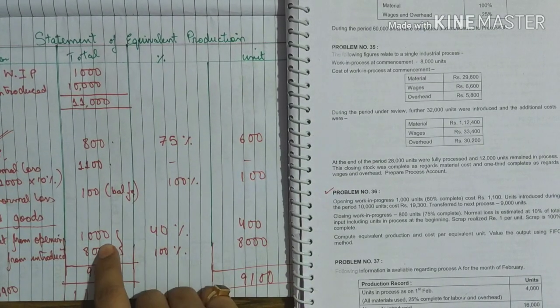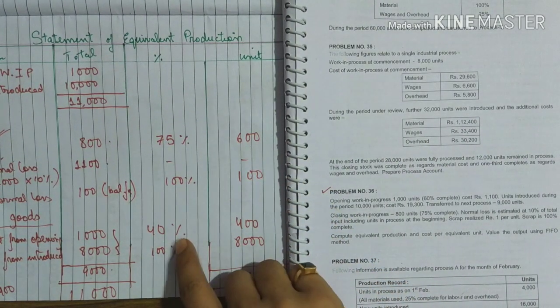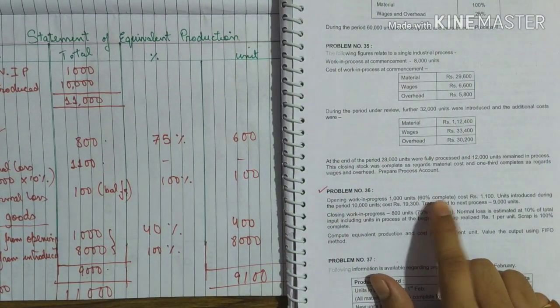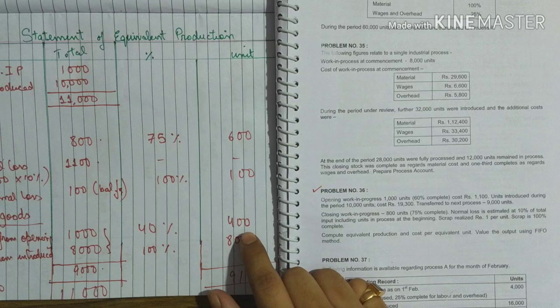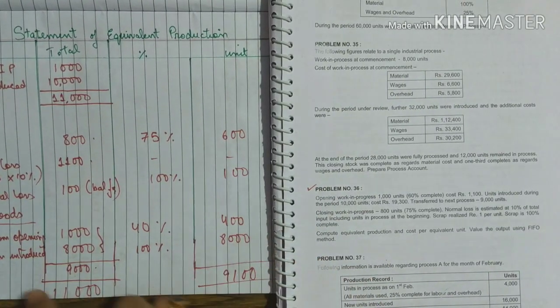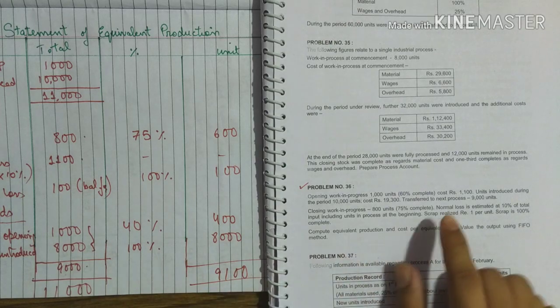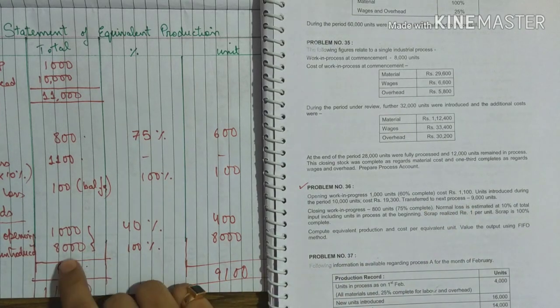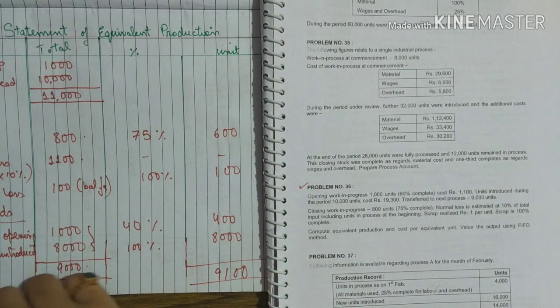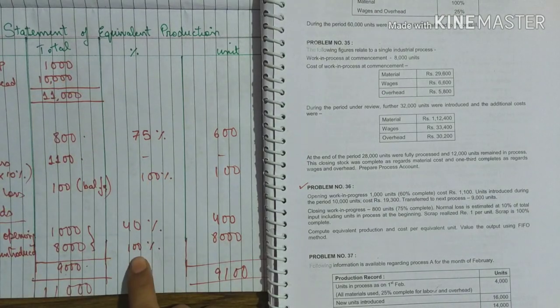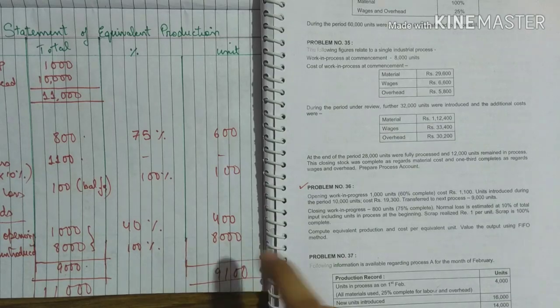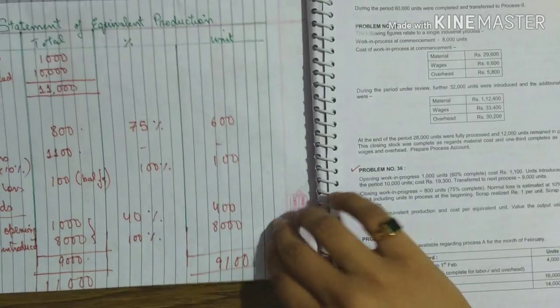Output from the opening WIP was 1000, and 40% is yet to be completed, as 60% is already completed. So 40% of 1000 is 400. Output from the introduced will be 8,000, as the total transferred is 9,000. So the balancing figure will be 8,000, which is output from the introduced, which, as it is a finished good, needs to be completely complete. So it will be 100%, which will be 8,000.